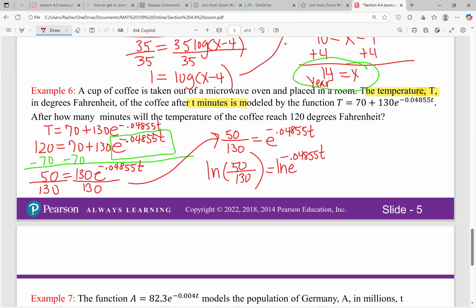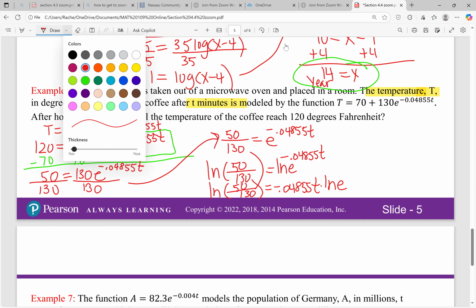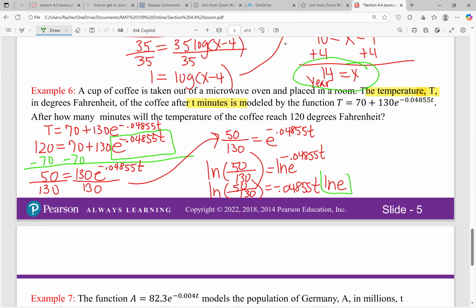And now I can use my power property, right? Since I have a log with an expression raised to a power, I can write that in the front as multiplication. So we're going to have the natural log of 50 over 130 is equal to negative 0.04855t times the natural log of e. All I did was bring that power to the front by multiplication. And remember, the natural log of e is equal to 1.